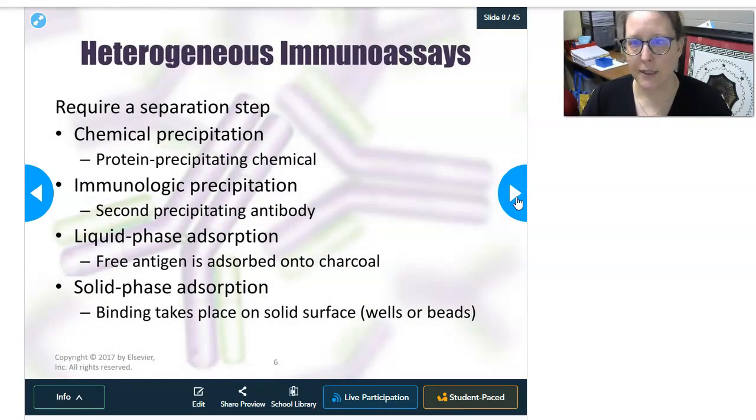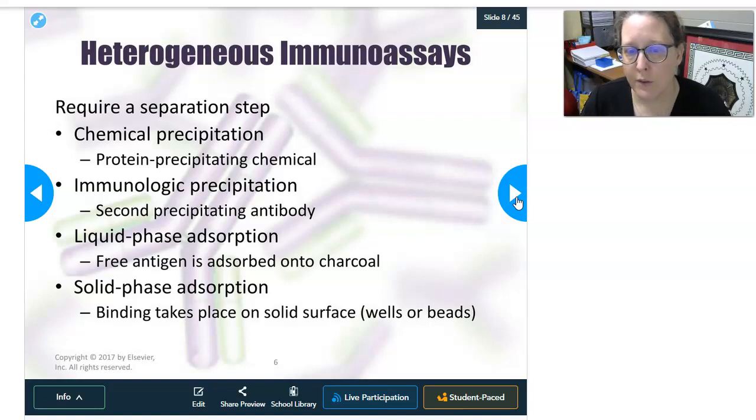Okay, so there are different big categories of immunoassays. So let's first talk about heterogeneous immunoassays. I can never say that word. Anyway, it's a mixing. Hetero means different, genus altogether. Okay, so heterogeneous immunoassays, they all require a separation step. So usually the separation step can be either a chemical precipitation, so you usually have a protein precipitating chemical. It could be an immunologic precipitation, so you would get a second antibody that would precipitate out the antigen-antibody complexes.